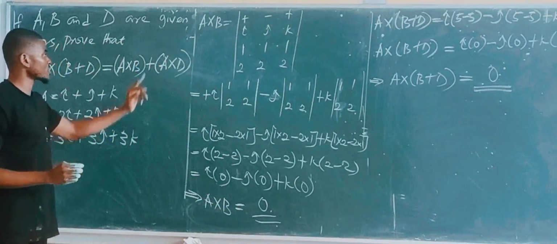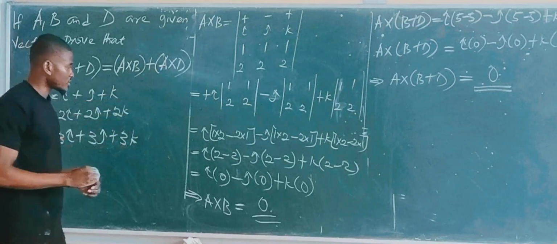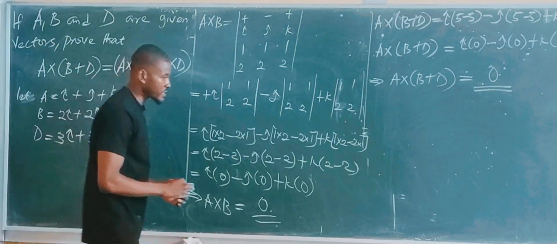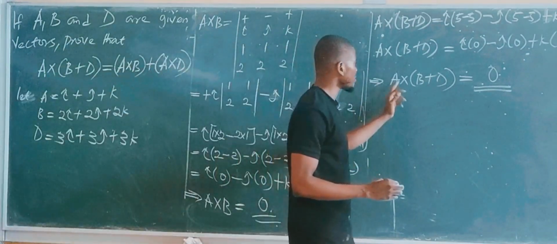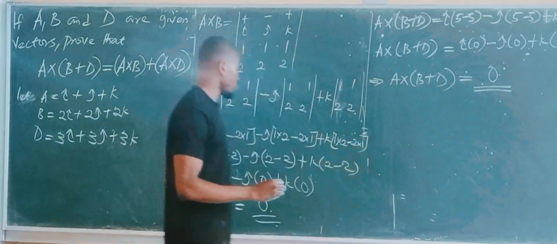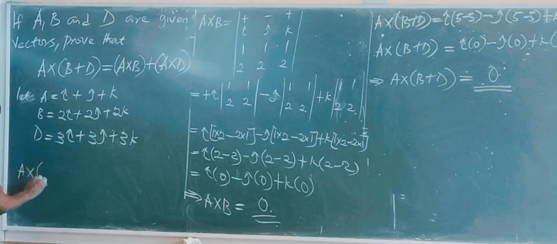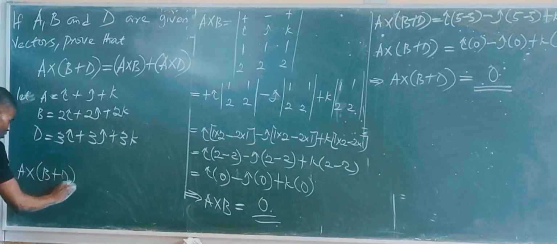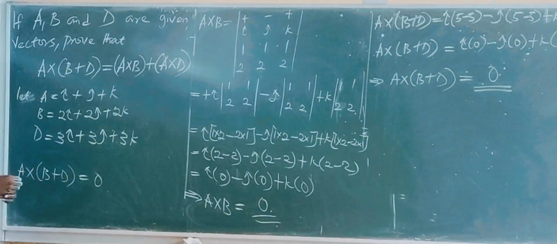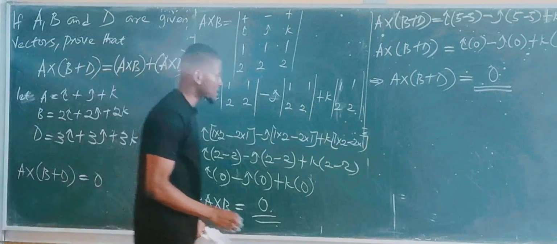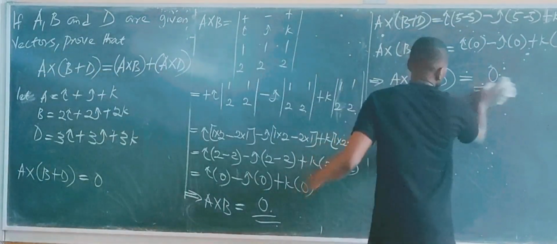Next thing to find is what? A cross D. Okay, so let's find A cross D, not forgetting that we have A cross B will be 0. So let's put that down here. Remember we have A cross B plus D actually gives us what? 0. So we want to prove this now. So let's take this side off.